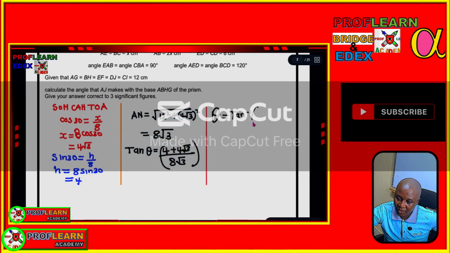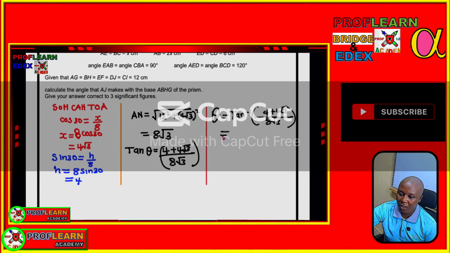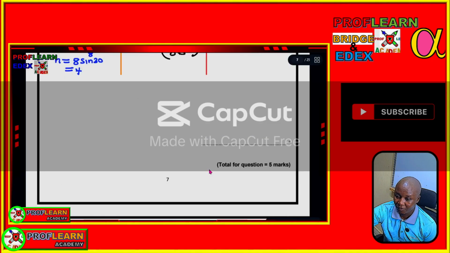That is, tan inverse of whatever we have inside the bracket, and we are going to have our angle as 38.3 degrees, as the angle formed by AJ and the base of this particular figure. We need to move our answer here, and then I'll have 38.3 degrees as the angle formed.